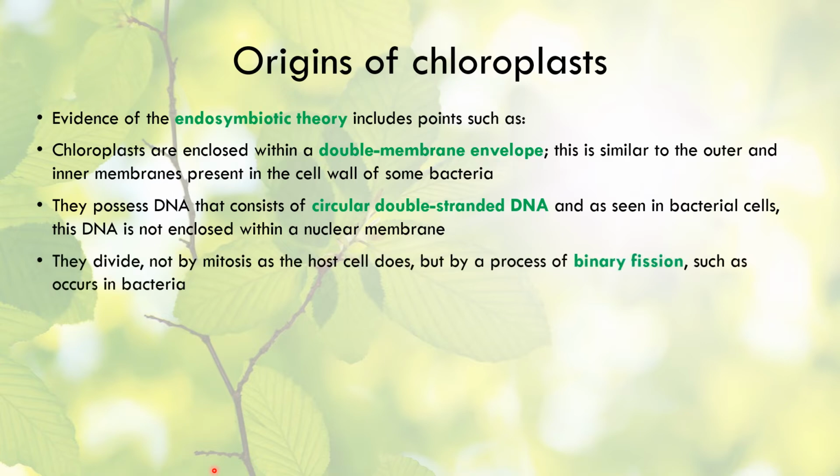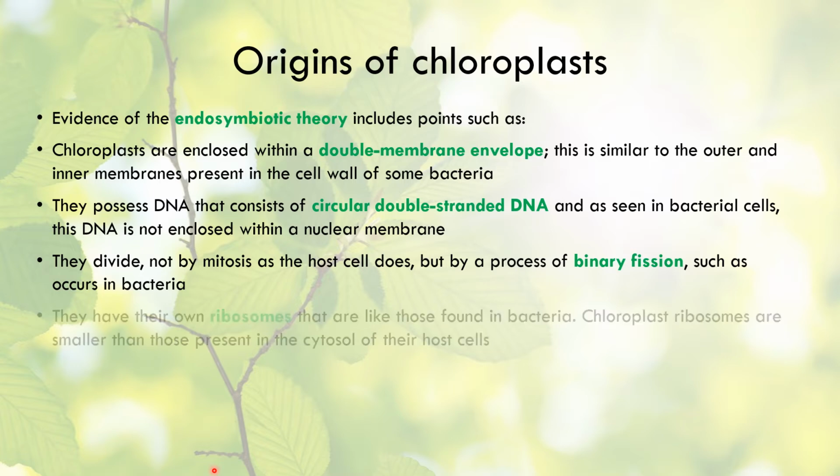That DNA is able to divide along with the cell, and it's not by mitosis. It actually divides through the process of binary fission. So a chloroplast does not divide through mitosis, it divides through binary fission. And that is very similar to, of course, what occurs in bacteria.